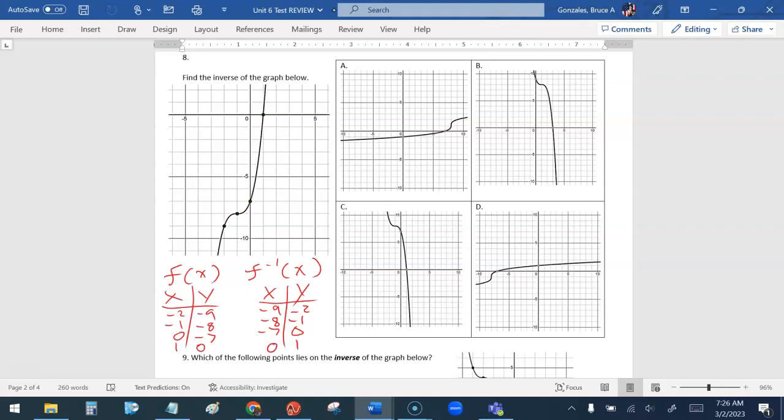Now, which one of these points have all those? So negative 9, negative 2. It's kind of close. Not here. Not here. But that works for sure. What about negative 8, negative 1? That works. Negative 7, 0. That works. And then 0, 1. Look at that. It's got to be letter D. Cool.